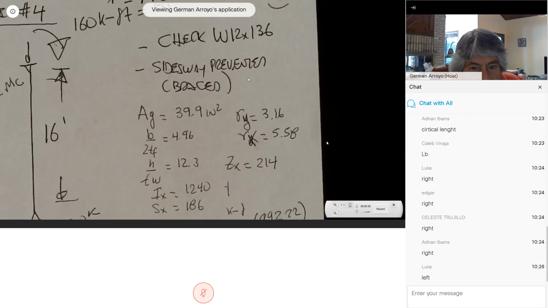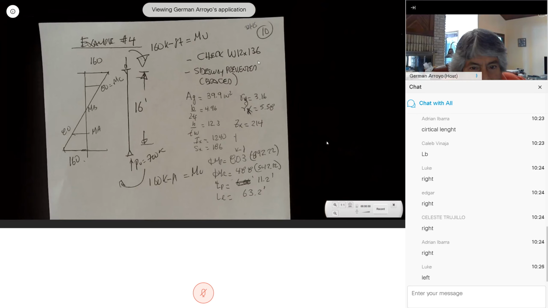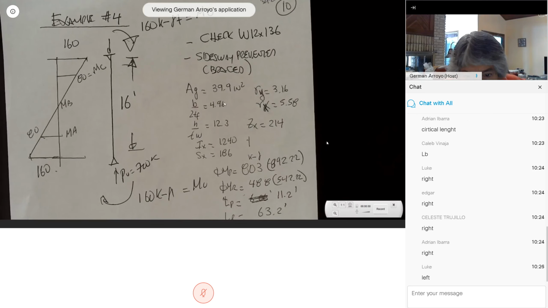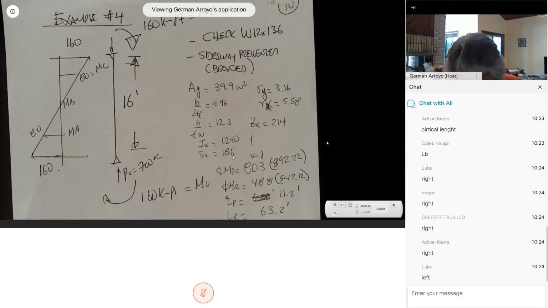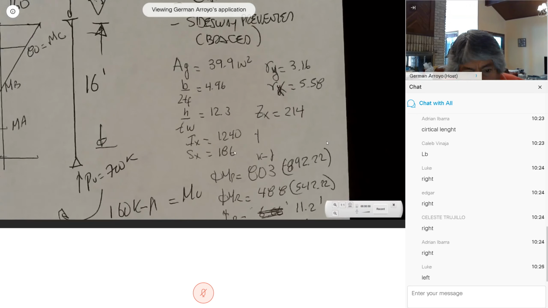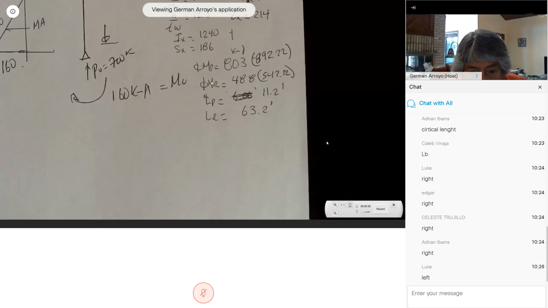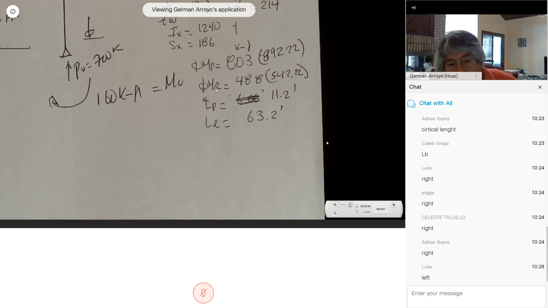Since they gave me a W12x36, I got this information. You can see I went to chapter 1. I got the area, b over 2 times the thickness of the flange, h over tw, ry, rx, Zx, Ix, and x. Everything I got from chapter 1. Chapter 1 has everything in the window. What chapter 1 doesn't have is the phi Mp, phi Mr, Lp, and Lr.